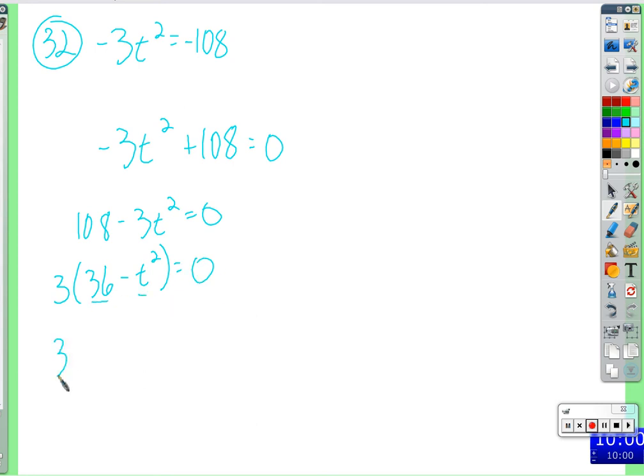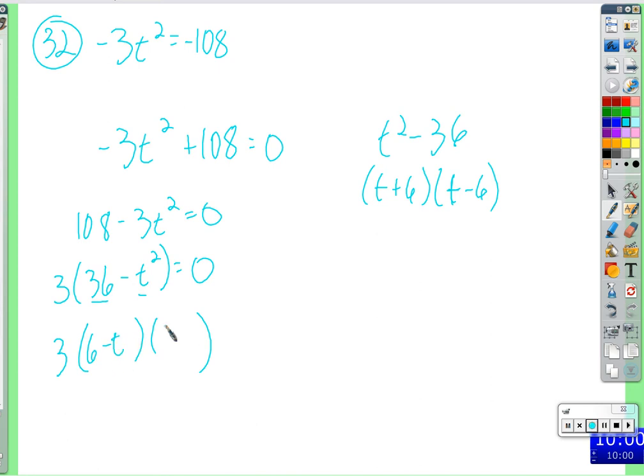We have 2 squares, right? So this is the difference of 2 squares, so how is that going to factor? It would be, if it was t squared minus 36, then we do t plus 6 and t minus 6. But it's 36 minus t squared, so it would be 6 minus t and 6 plus t. It doesn't really make a difference here. T plus 6 is the same as 6 plus t. But 6 minus t is not the same as t minus 6. So definitely different there.